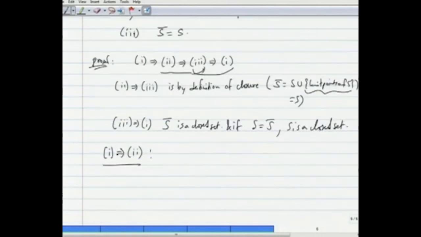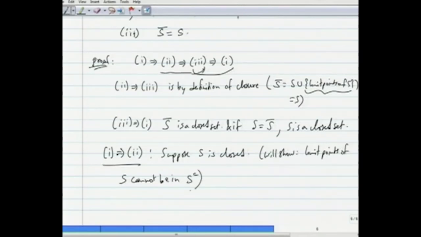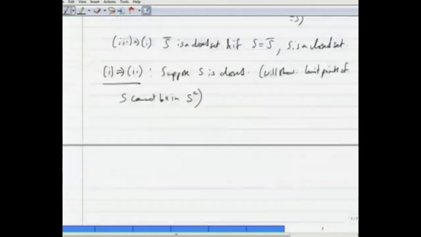Okay. So, suppose S is a closed set, S is closed, I will say for short, okay. Then we will show that no limit point of S can be in S complement. So, limit points of S cannot be in S complement, okay. That is what we will show, which means every limit point has to be in S.